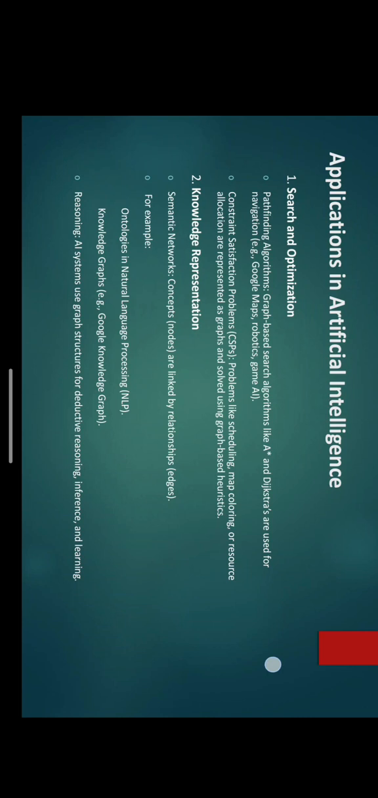Here concepts are nodes and relationships are edges. For example, ontologies in natural language processing. Knowledge graphs. Reasoning. AI systems use graph structures for deduction, reasoning, inference, and learning.